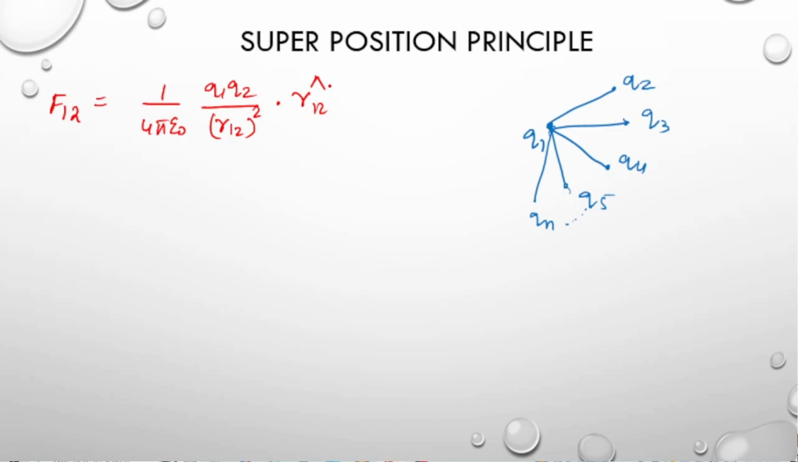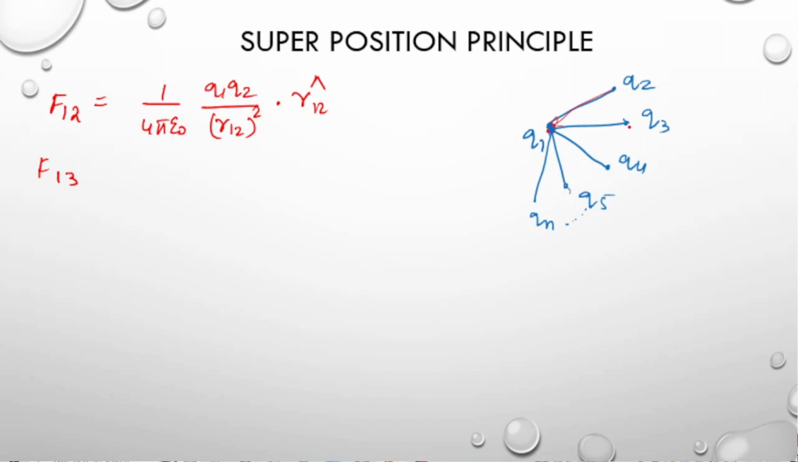I am going to now take F13, because you have to take 1 for all the values: 2 is acting on 1, 3 is acting on 1, 4 is acting on 1, 5 also. Everything acts on 1, therefore everywhere you should take 1. 1 by 4 pi epsilon naught Q1 Q3 by R13 the whole square into R13 cap. Clear? So this is how you get your second equation. Like that you can write the equation for F1n.